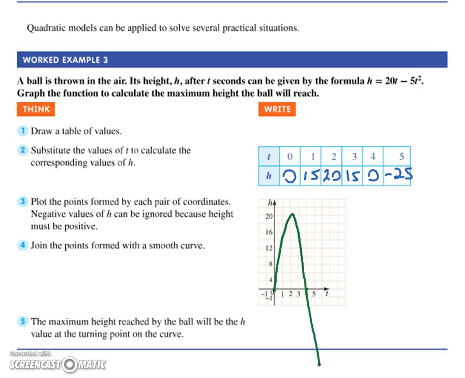Now this is a concave down or a sad face one. It's got a negative in front of the 5, in front of the t squared. Can you tell me, is this going to have a maximum or a minimum, Surly? What is the maximum height the ball reaches? 20. At what time does it reach that maximum? After how many seconds? 2 seconds. Excellent. So you're actually able to read that.